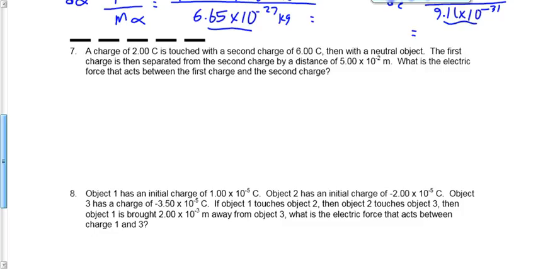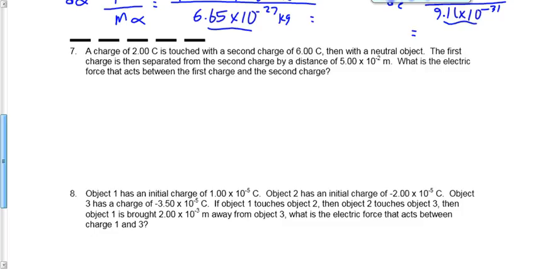We've got a couple things going on here, right? We want to find an electric force, and we find an electric force by using Coulomb's law. But objects are touching each other. And what happens when charges touch each other? What happens when objects touch each other? Yeah, they try to balance. And we're going to assume that they do balance. We're going to assume that the size and shape is similar enough that they will balance.